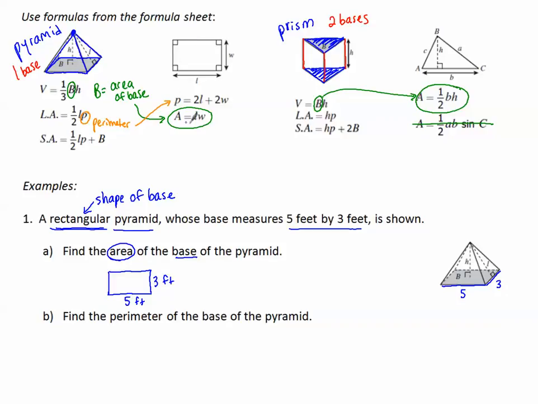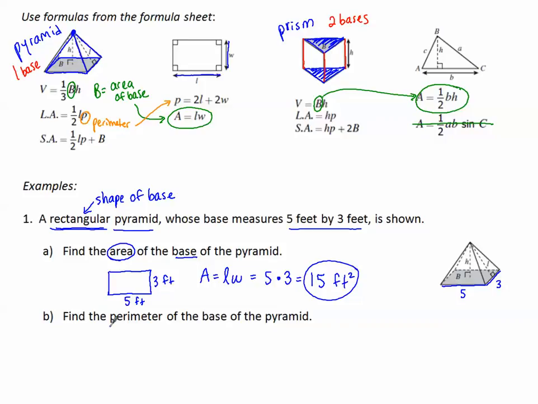I reference my area formula from the rectangle part of the formula sheet. So that says A equals LW. In the picture, notice L is this side, the length, W is the width. So I'm going to plug in 5 times 3. That makes 15. Now, this is feet times feet, so this is feet squared or square feet.